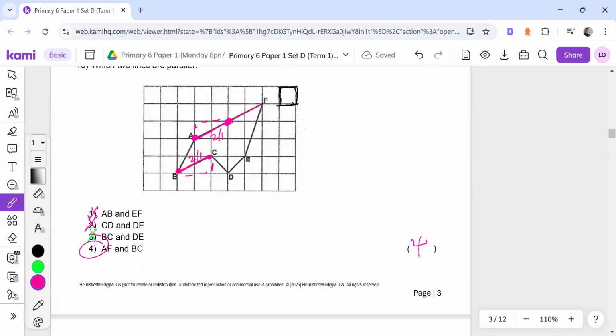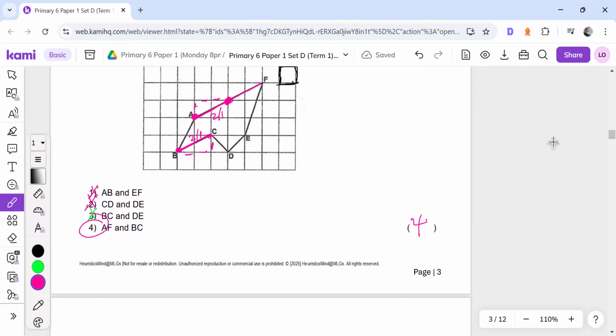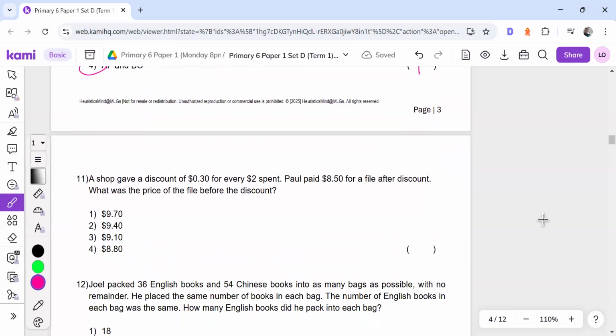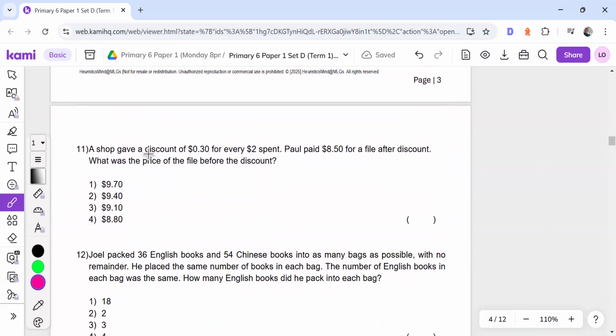Okay? All right, let's move on, okay? So we don't want to spend too much time on the same question. Question 11, a shop gives a discount of 30 cents for every $2 spent. Paul paid $8.50 for a fan after discount. What was the price of the fan before the discount? All right, let's look at number 1. Is that the answer? Now, $9.70.